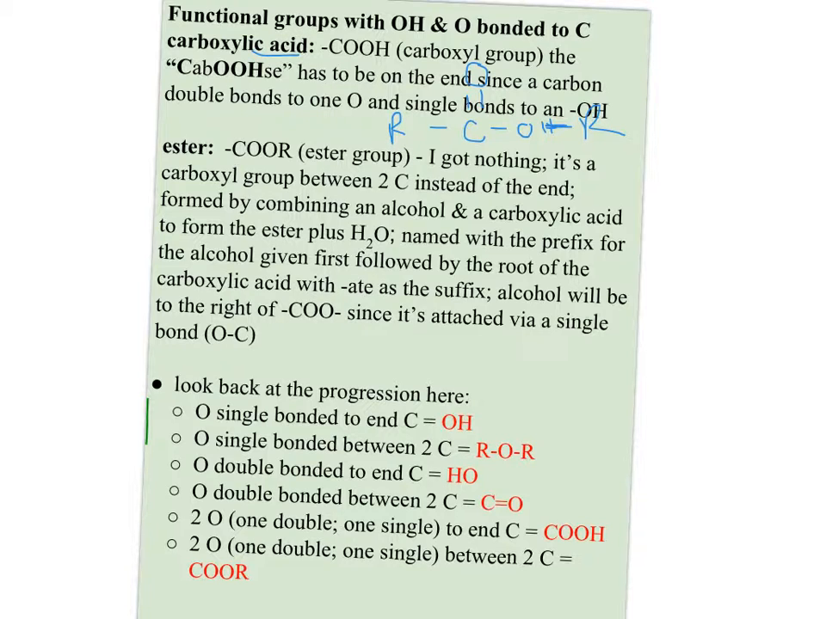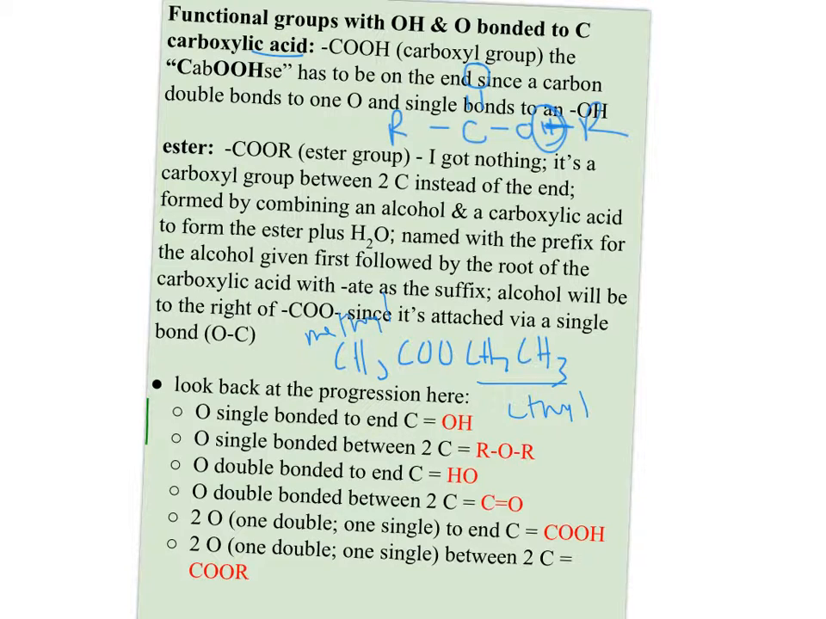And you name it with the prefix for the alcohol given first, followed by the root of the carboxylic acid with ATE as the ending. So the alcohol will always be shown to the right of the COOH because that's where the H was removed. So when you look at the formula, if I saw a formula like this, I would know that this ethyl group is my alcohol, whereas the methyl group is my acid. So I would name this ethyl methanoate.